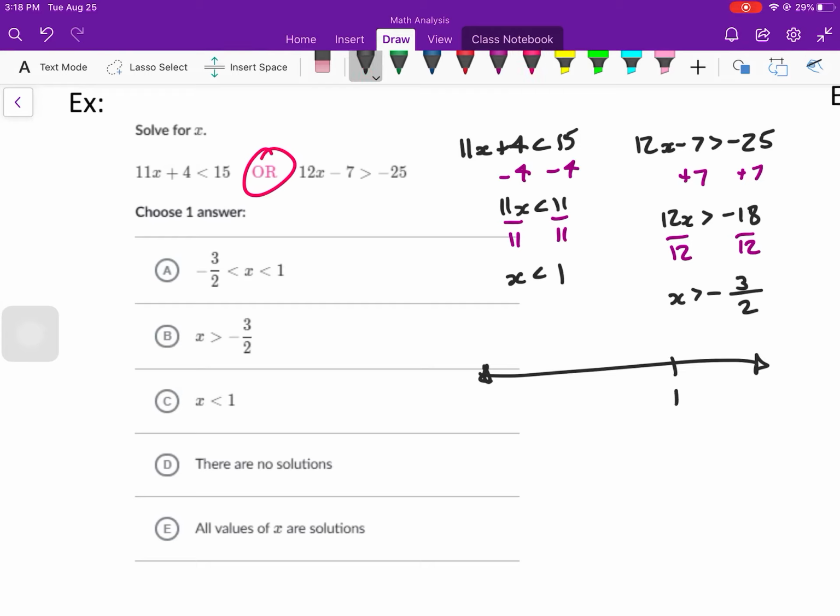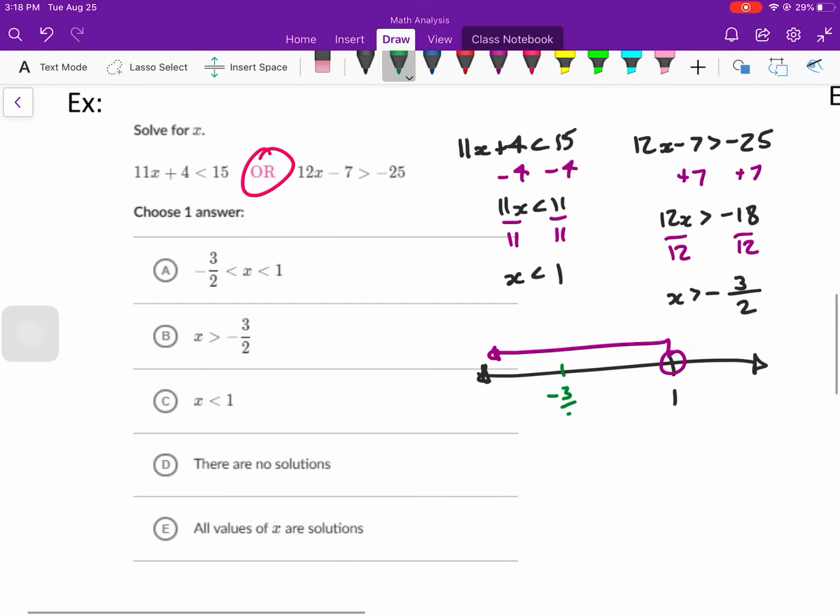So x is less than 1. It's open and it's pointing to the left because it's less than. And x is greater than negative 3 over 2. That would be to the left of this. And it's open there as well and pointing to the right. So since it only has to satisfy one, this is actually going to be all values of x.